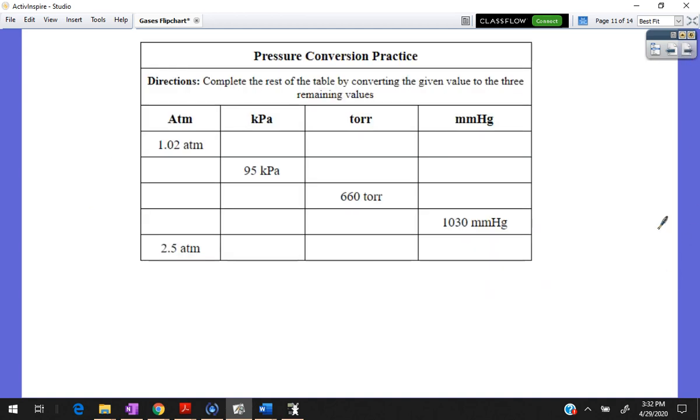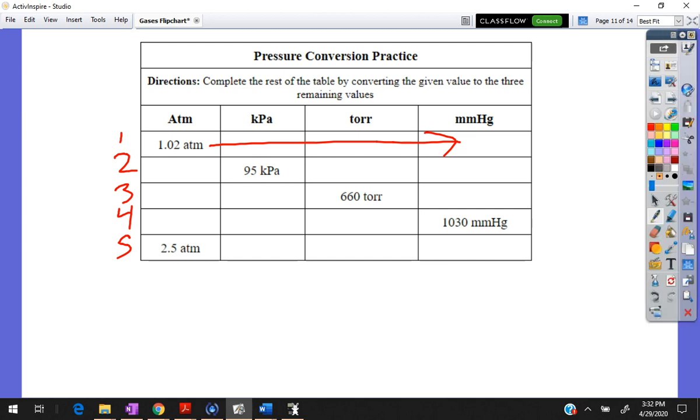We have this chart here. Plenty of pressure conversion practice. We're going to become champs at this. Go through and convert to the other 3 values. Just some clarification. There are 5 separate problems here, so you're converting and inputting values across here.